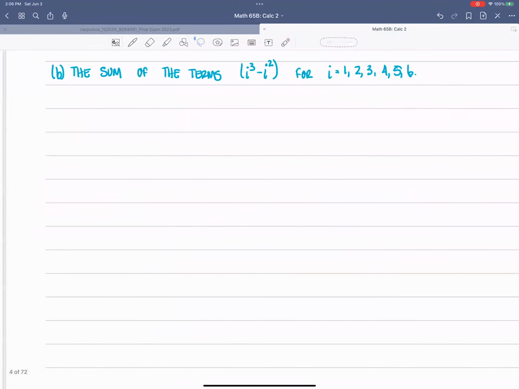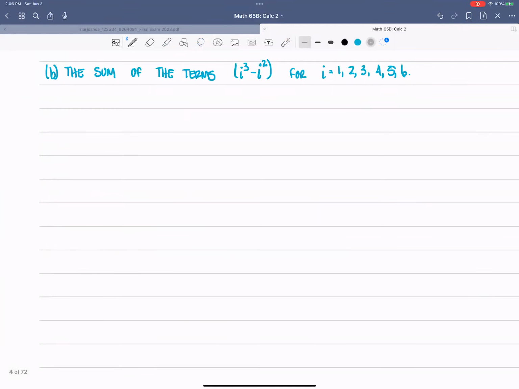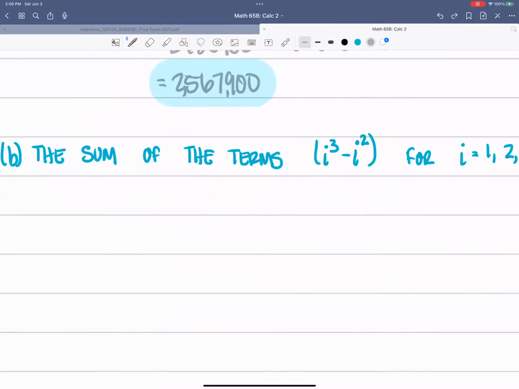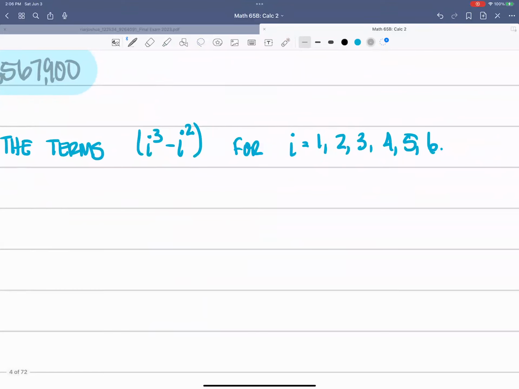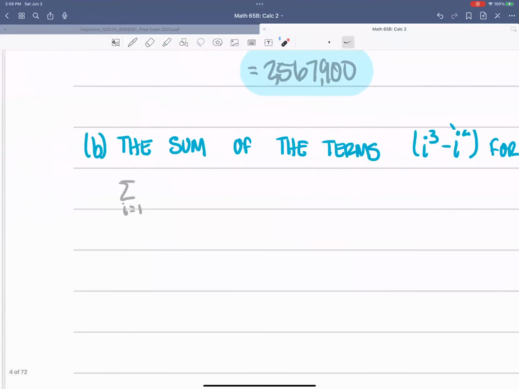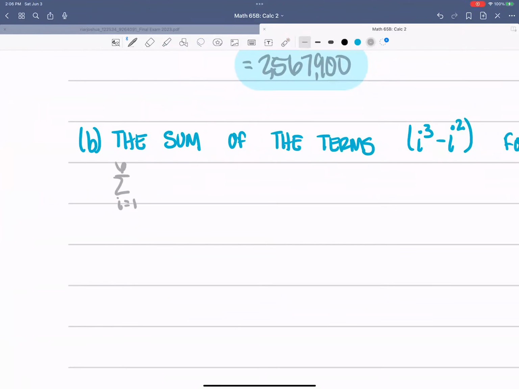So this one might be a little bit easier, might be a little bit tougher, who knows. The sum of the terms i cubed minus i squared for i equaling 1, 2, 3, 4, 5, 6. So these numbers are a lot smaller, a little bit more manageable, so it shouldn't be too bad. Yeah, we're looking at the summation as i goes from 1 all the way up to 6 of i cubed minus i squared.